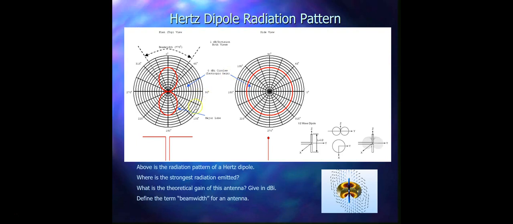Here on the slide you see the picture of the radiation pattern for the Hertz dipole antenna. Each circle you see here represents a 1 dB change in the field strength, and the radial lines you see indicate the angle at which the power changes are measured.